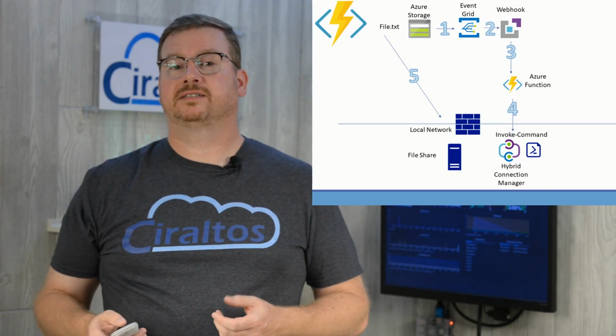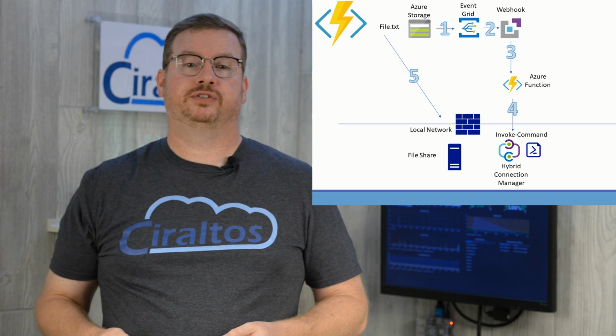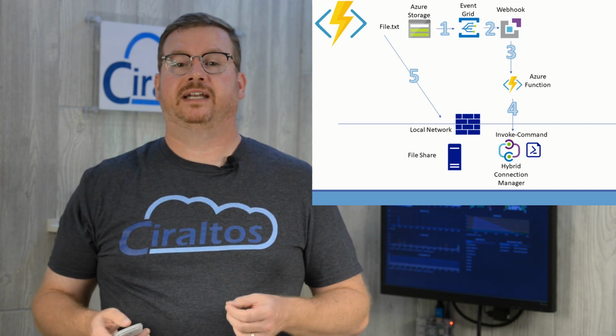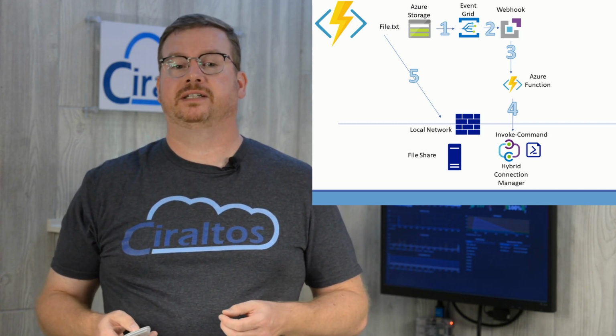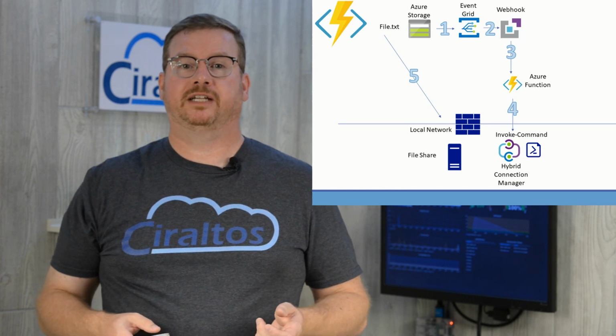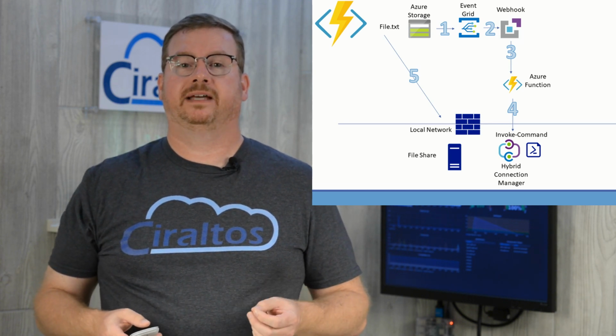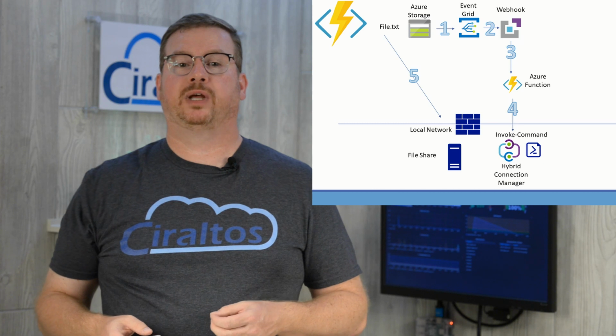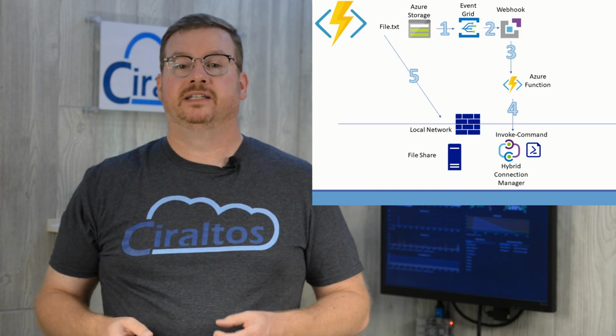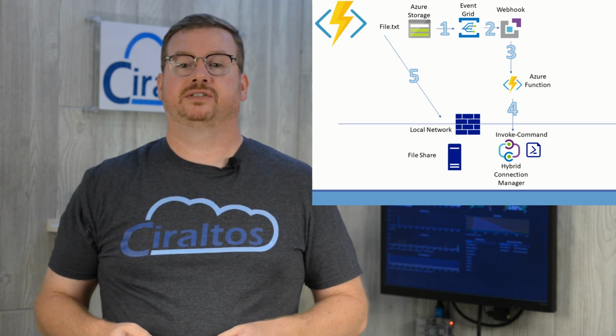Moving on, the process looks like this. A new file is added to a storage account. That triggers an event grid event and starts the Azure function. The Azure function formats the information, and then it uses invoke command to run the script on the computer running the hybrid data connector. The file is then downloaded locally on that server.